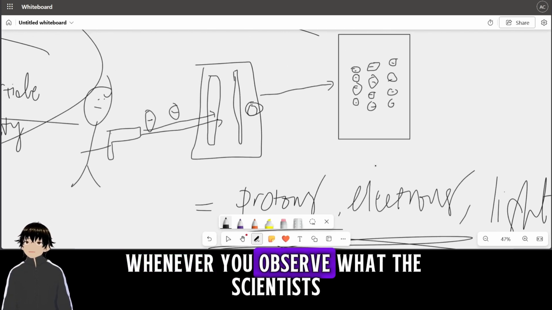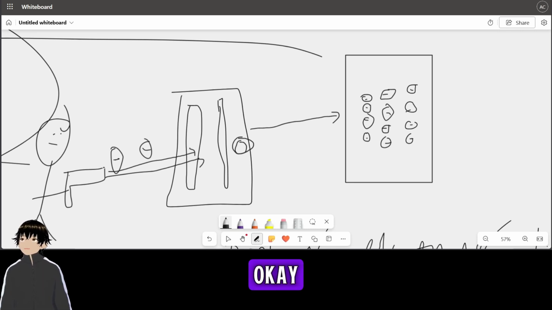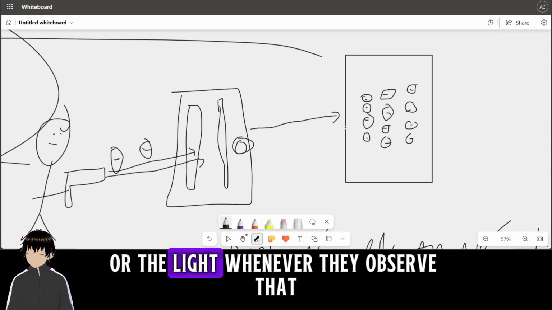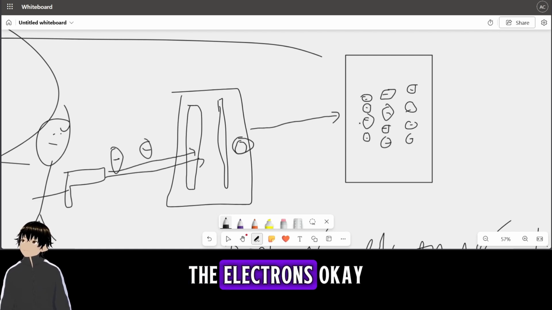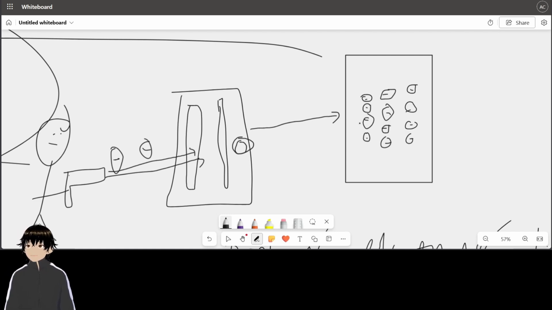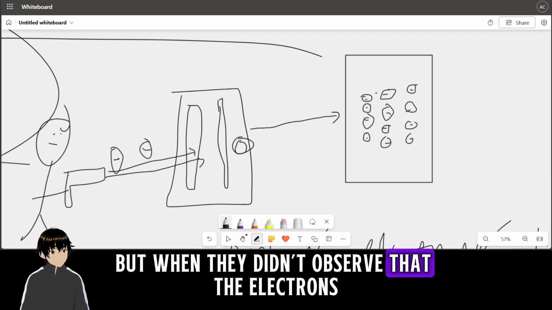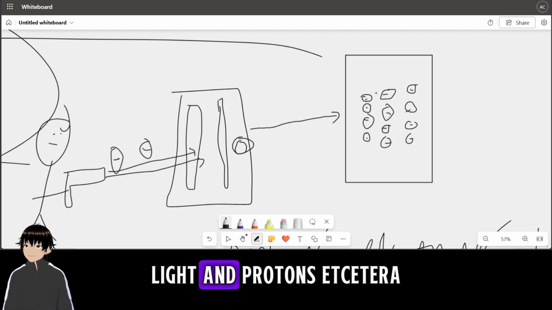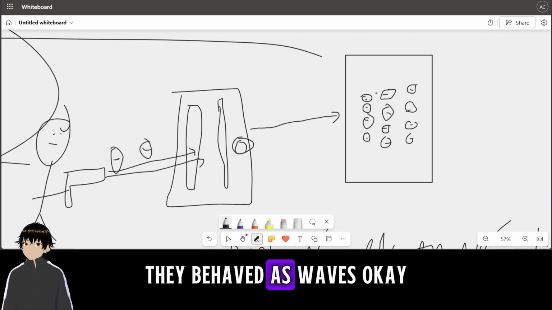And what I forgot to mention was that whenever scientists observed the electrons or photons, or the light, they behaved as particles. But when they didn't observe them, the electrons, light, and protons, they behaved as waves.